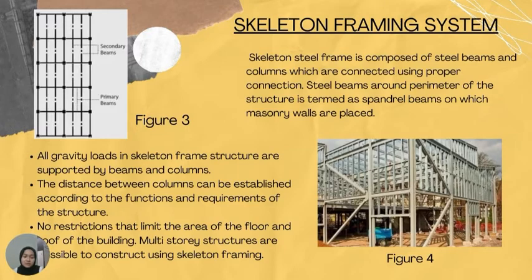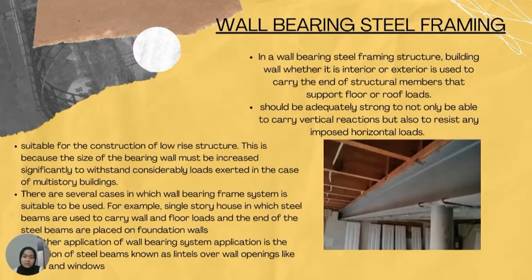So next is about wall-bearing steel framing. In a wall-bearing steel framing structure, building wall, whether it is interior or exterior, is used to carry the end of structural members that support floor or roof loads. Wall bearing should be adequately strong to not only be able to carry vertical reactions but also to resist and impose horizontal loads.